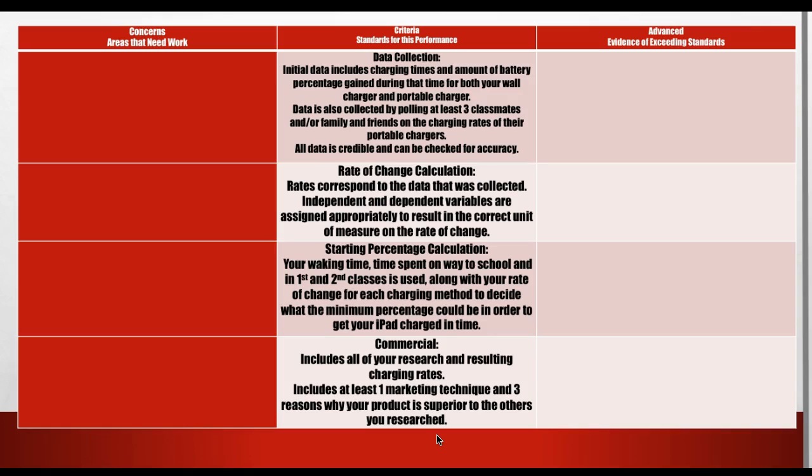And then lastly, their commercial needs to include all of their research and resulting charging rates, include at least 1 marketing technique and 3 reasons why their product is superior to others that they've researched. And that's where the talking to 3 other classmates and/or family and friends comes in, so they have something to compare their product to.